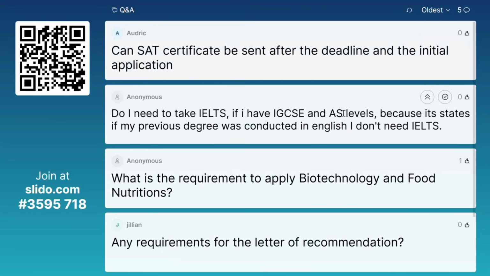Okay, so can the SAT certificate be sent after the deadline of the initial application? All the things have to be submitted before the deadline. Only the language certificate can be submitted at a later date.